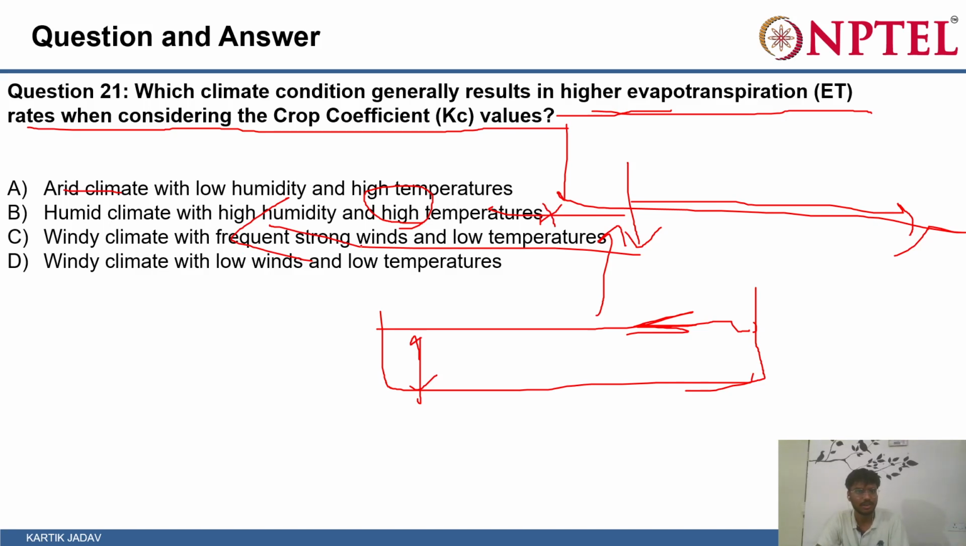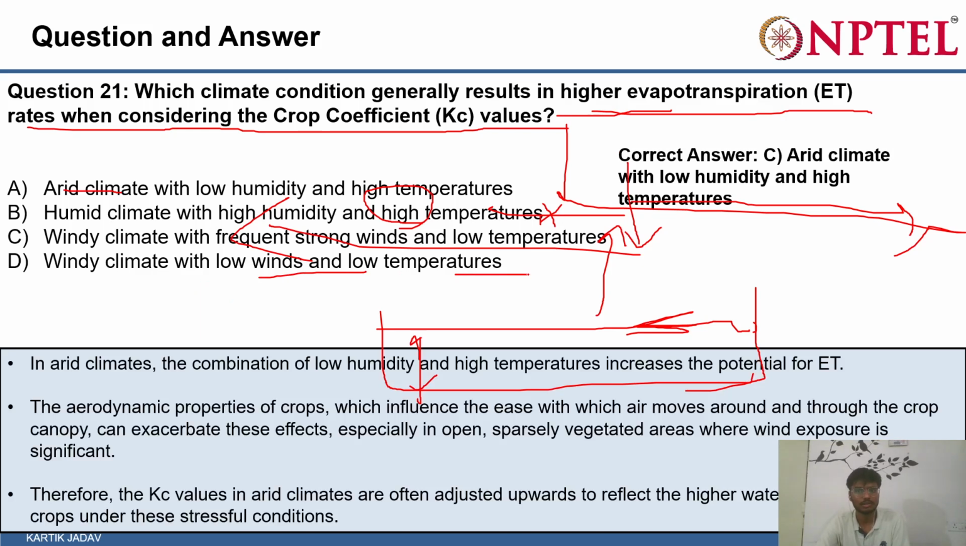Next, a windy climate with frequent strong winds and low temperature. That's again not a correct answer. And a windy climate with low winds and low temperature. So the correct answer is option A. Okay, so that is the arid climate with low humidity and high temperature. Correct answer is option A, because we know that the aerodynamic properties of the crop, which influence the ease with which air moves around and through the crop canopy, can exacerbate these effects, especially in an open and arid climate with high temperature.